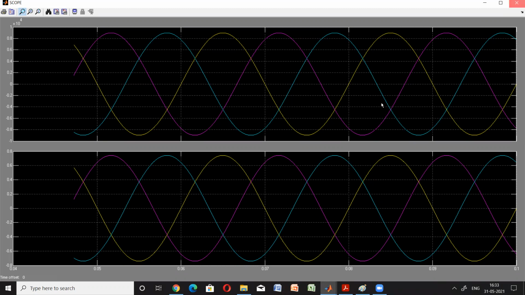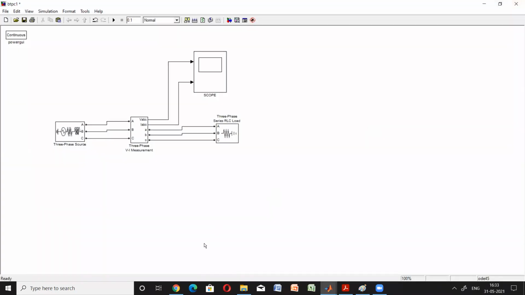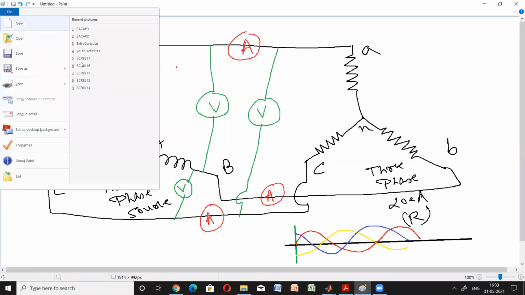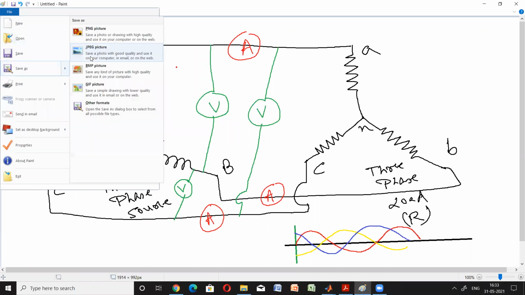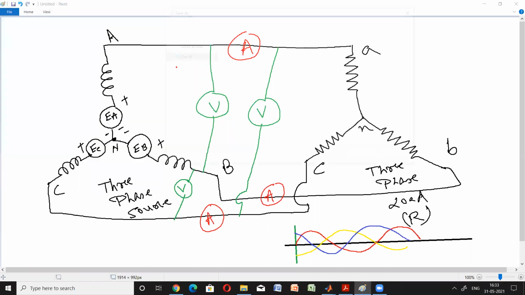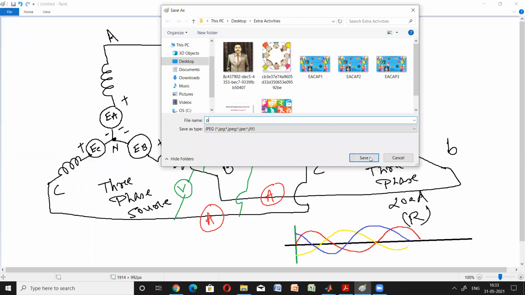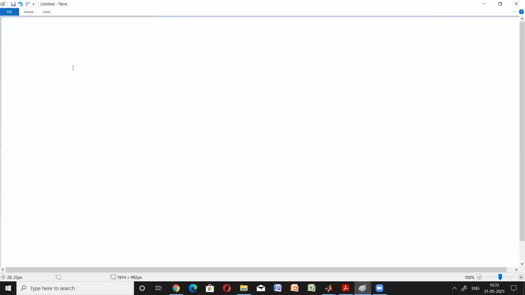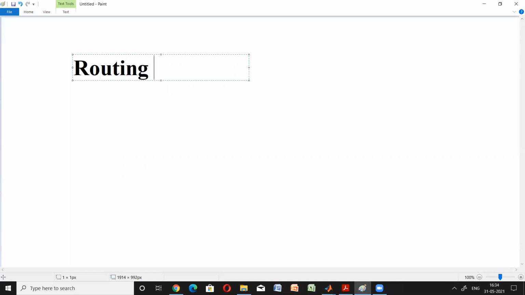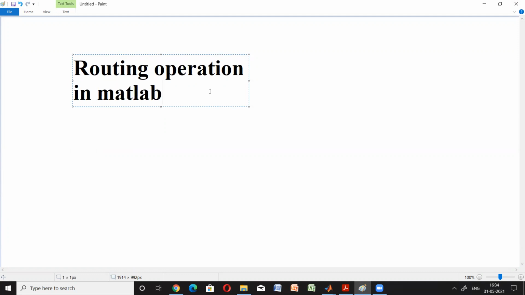Now I would like to make you understand a very important thing called routing operation. Let me save this slide as PSL1 on the desktop. Now what I will make you understand is the routing operation in MATLAB. What is a routing operation and what is a router?